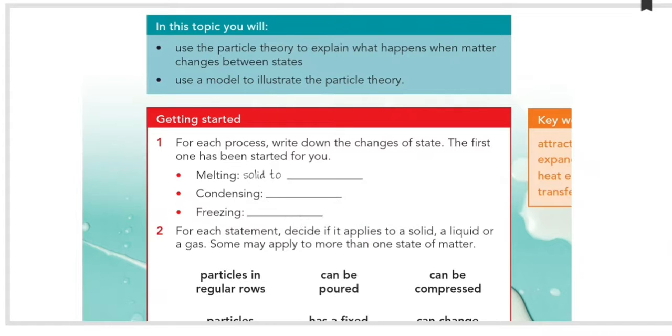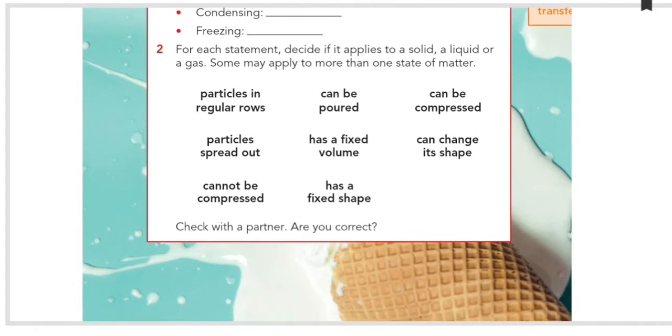And next is, for each statement, decide if it applies to a solid, a liquid or a gas. Some may apply to more than one state of matter. So particles in regular rows is for solids. I will write S, L and G here: S for solid, L for liquid and G for gas.